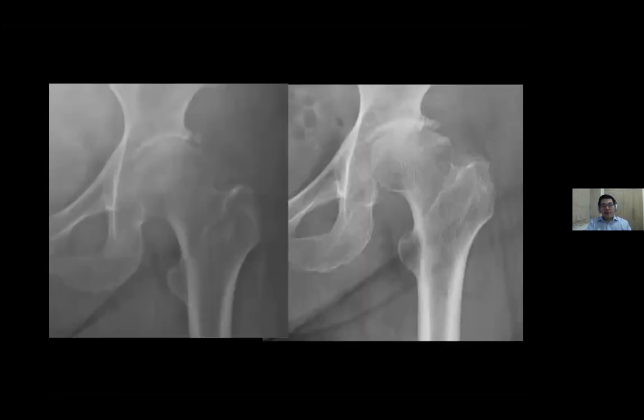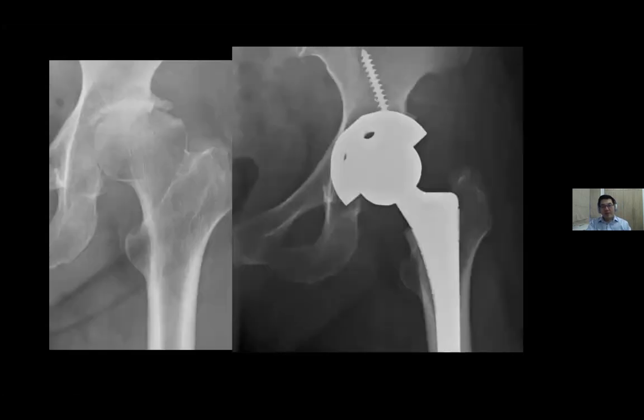So in this example, this patient over time started to have progressive arthritis with flattening of the head. In this case, we changed the cup.